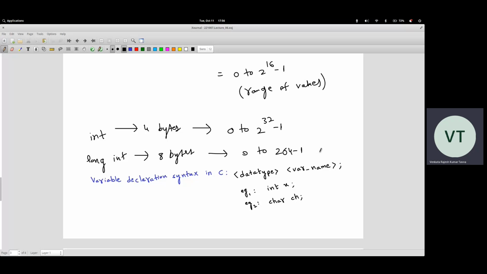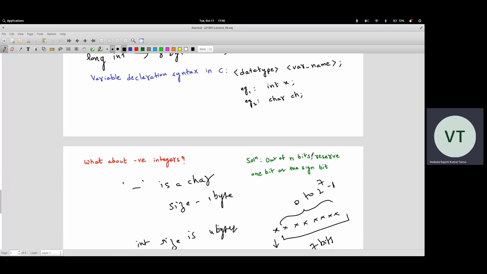So you need to explicitly mention to the computer what type of data you are dealing with. That is why you need both the data type and the variable name. And value you can assign either in the same statement or later. So 3 things are there: data type, variable name, value. When you are declaring a variable, minimum data type and variable name should be given. Value is optional.